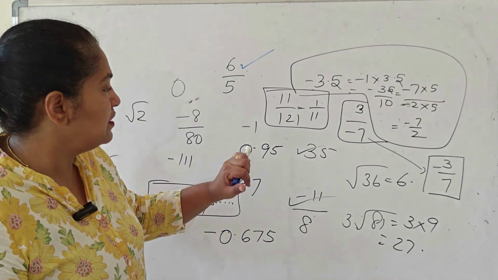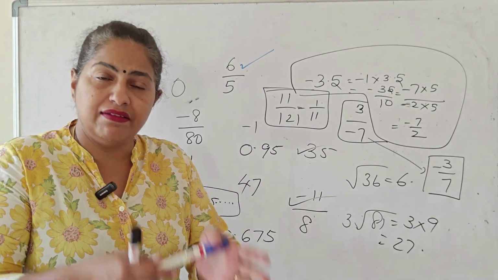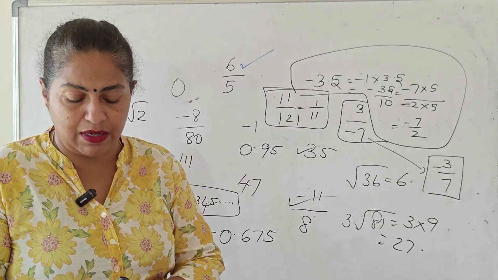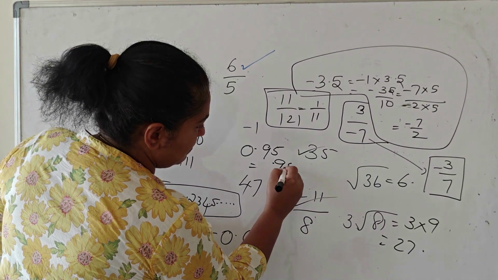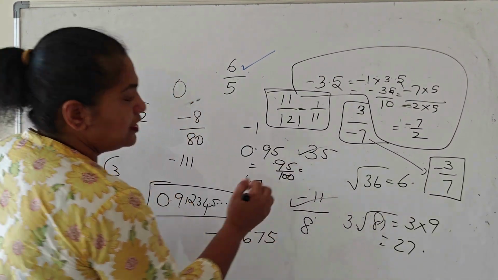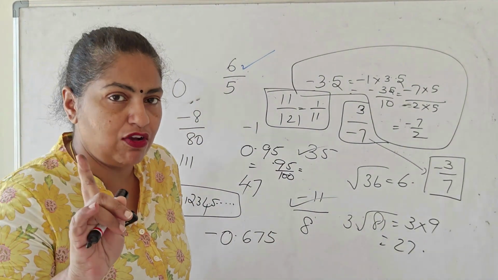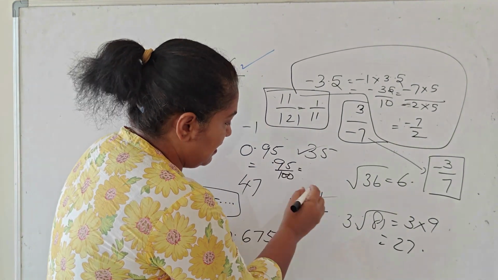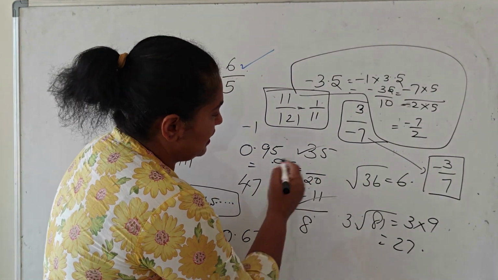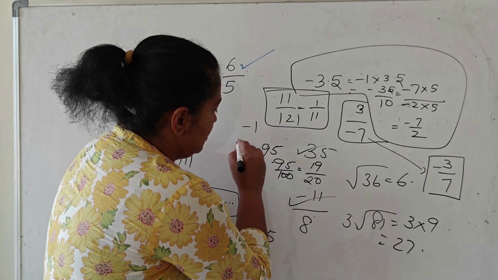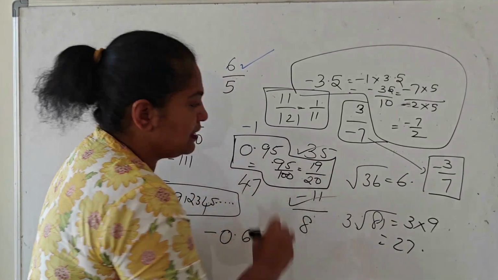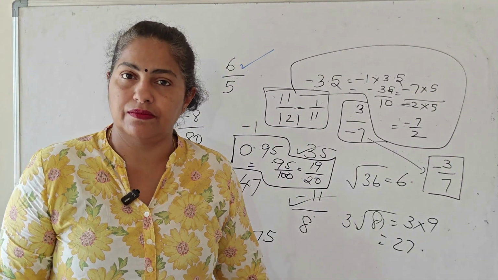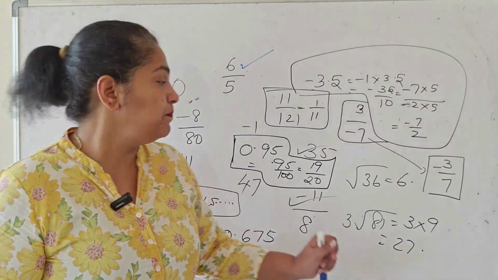Okay. Now 0.95. The same rule applies as in minus 3.5. So 0.95 I can represent as 95 by 100. Now you know that 5 is a common factor. Cancelling out the 5, you get a 20 here and you get a 19 here. Thus 0.95 is a rational number whose lowest form is 19 by 20. Okay, or the standard form.